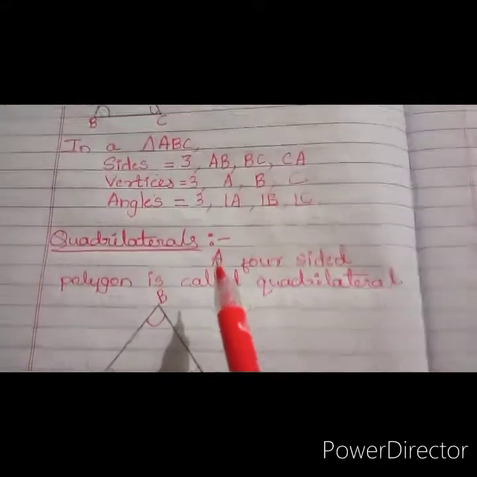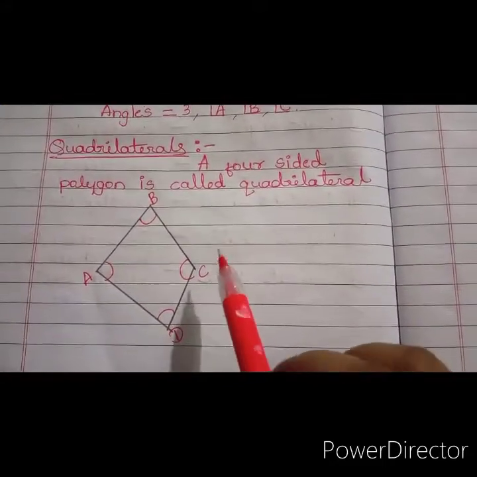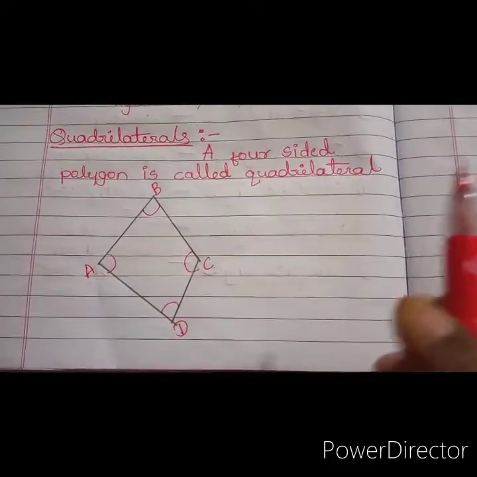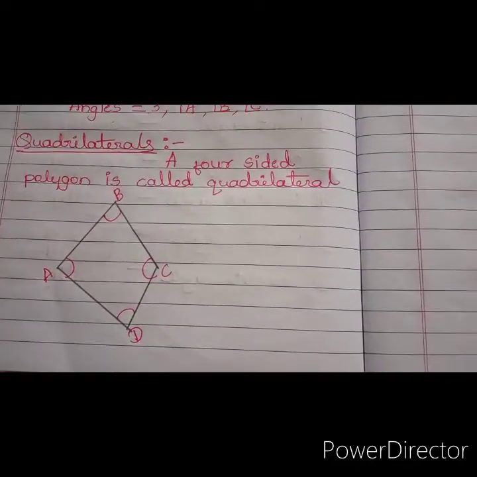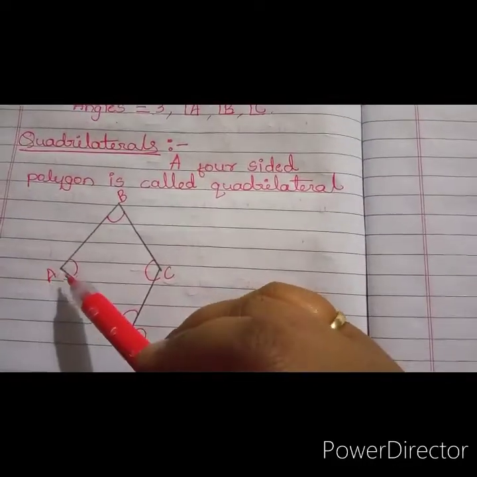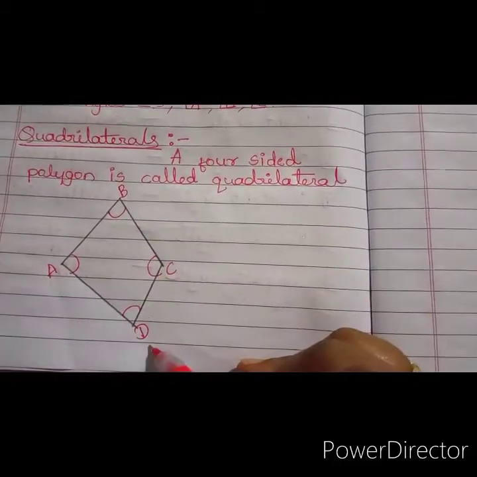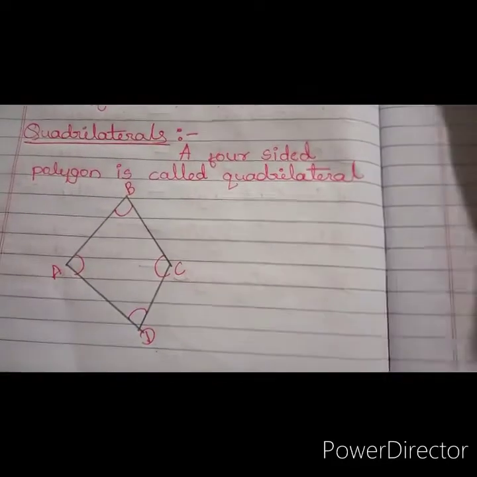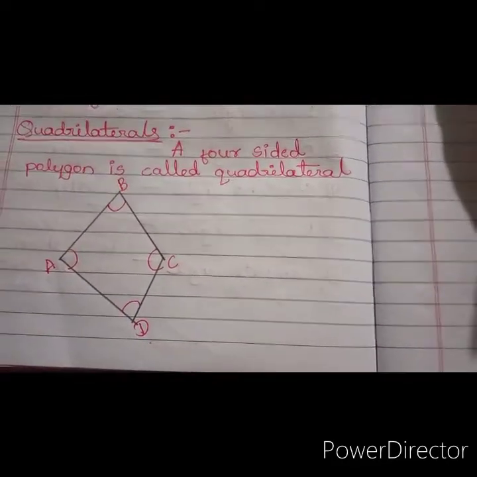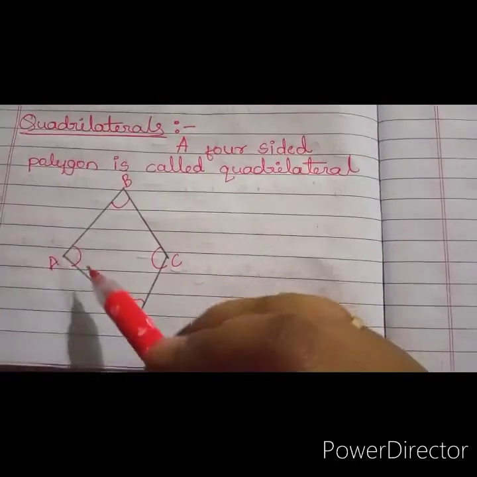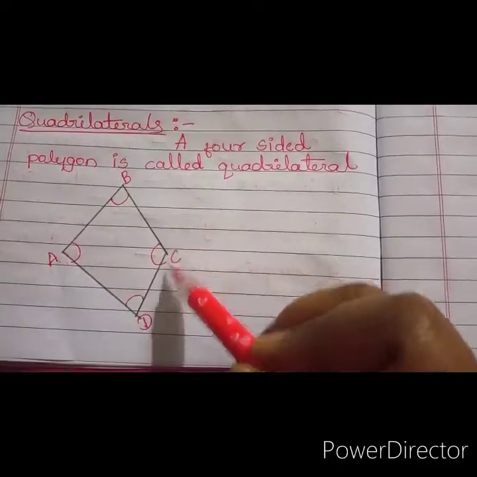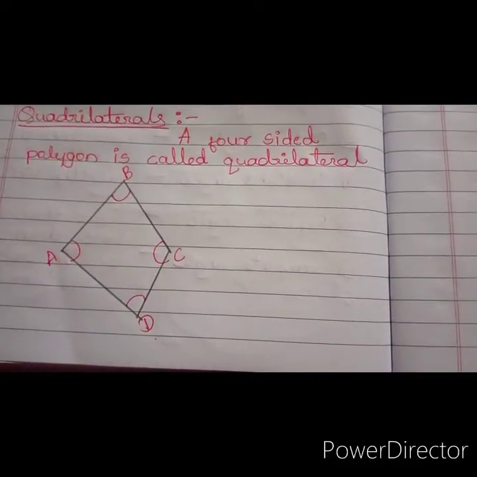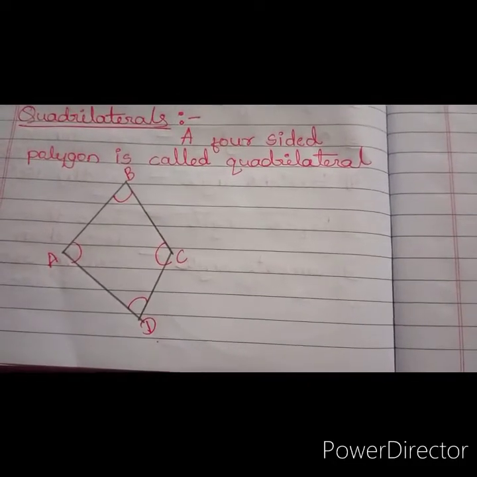Next one is quadrilaterals. A four-sided polygon is called quadrilateral. Just see the figure. By observing the figure, in a quadrilateral ABCD, number of sides are 4. Totally 4 sides are there, that is AB, BC, CD and DA.